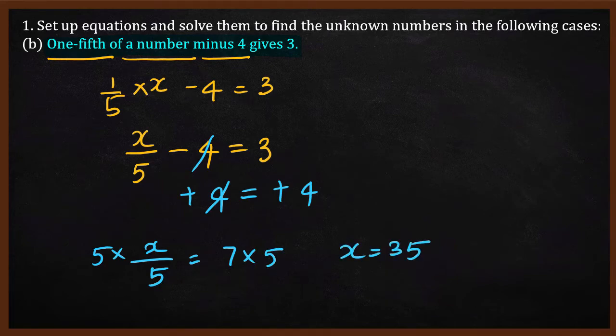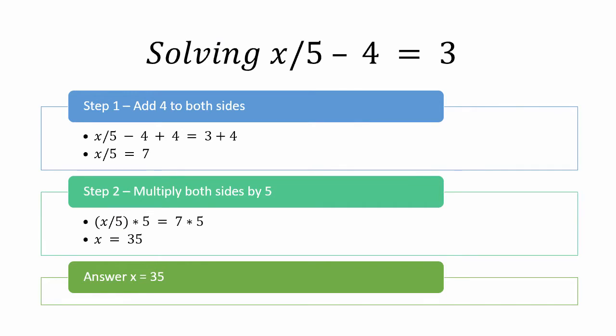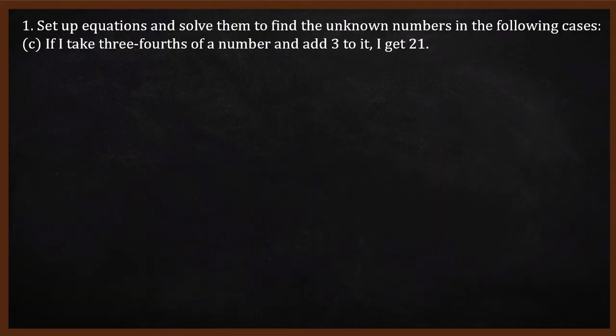So I've done this with some detail, but you can take a look. x by 5 minus 4 is 3. And we're adding 4 to both sides. That gives x divided by 5 equals 7. Then we multiply both sides by 5. We get x equals 35. That's the final answer. All right, question number 3.